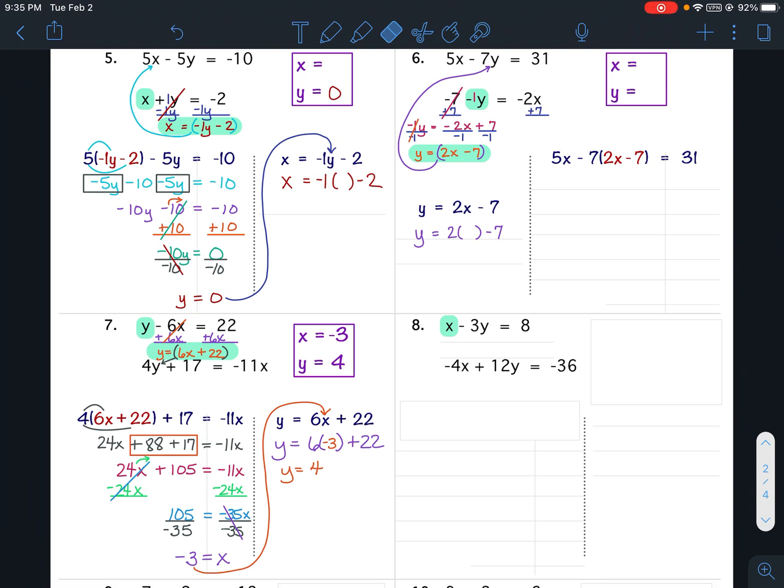If you have any questions on 6 or 7, please let me know. Remember 6, you're completing completely by yourself. Start with the big equation, solve for x, substitute in the other equation. If you have any questions, please let me know.